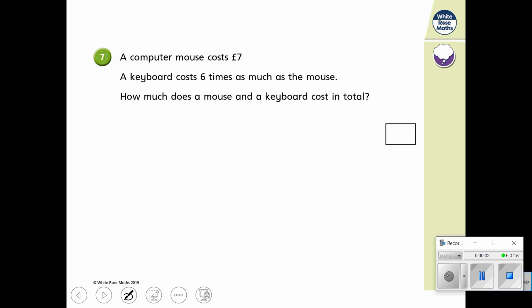Okay, so this is your last maths lesson of the week. 7 times table, not too tricky. Lots of you are already good at your 7 times table. So we're going to start on question 7.